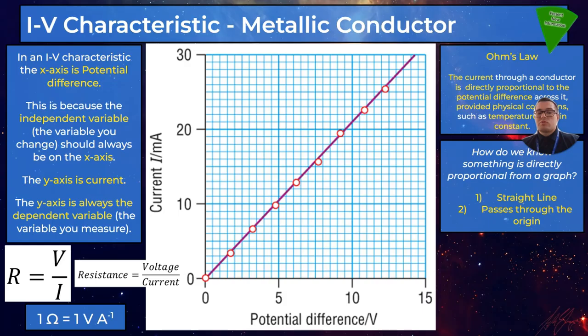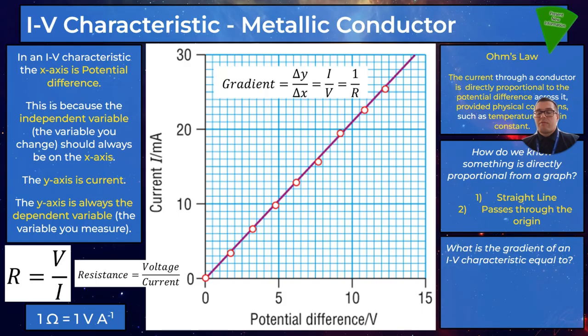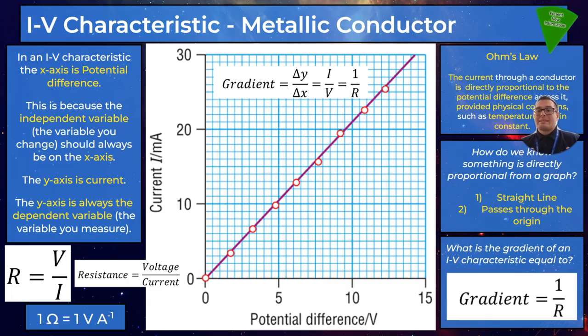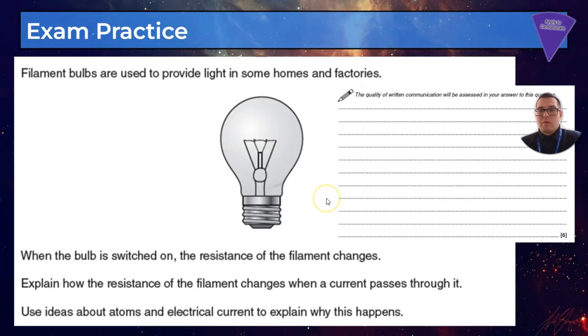But in terms of the actual meaning of it, the gradient of the graph is how we work out resistance. But because resistance is voltage divided by current, and gradients are always y divided by x, the gradient is actually equal to 1 over R. So it's the reciprocal of resistance, not resistance itself. So in other words, if this line was to get steeper, the resistance would actually be getting less. So it's important to understand that idea, and we'll see that expressed in a moment.